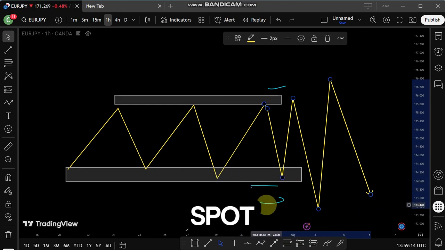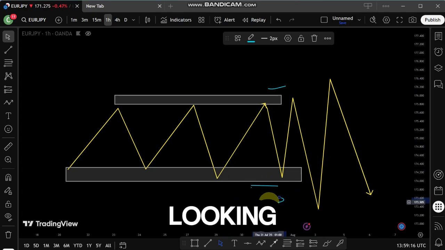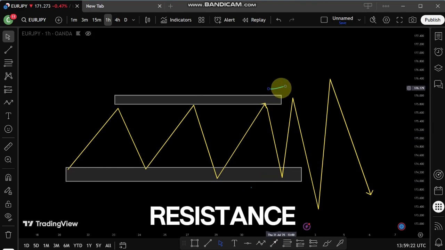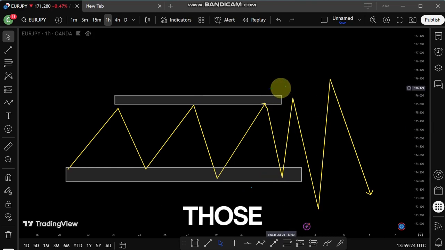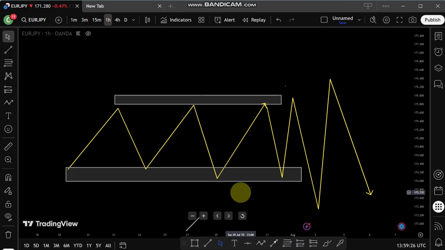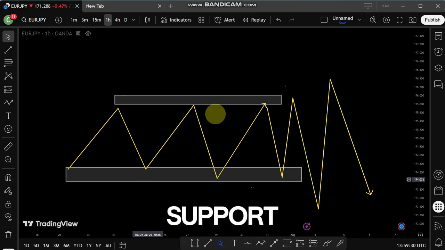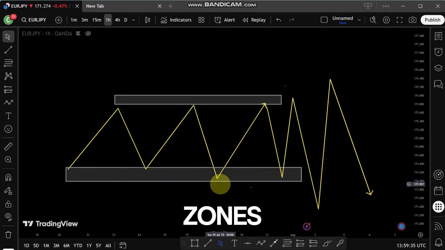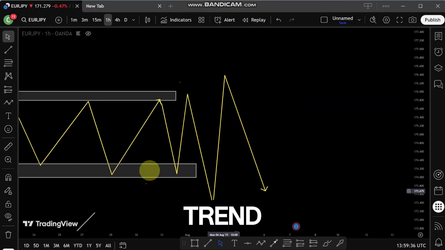So for you to be able to spot liquidity zones, you should be looking at normal retail trading strategies: support and resistance, trend lines. Those are liquidity zones. If you see anywhere there is support or resistance, you know that those zones are liquidity zones. And also trend lines.